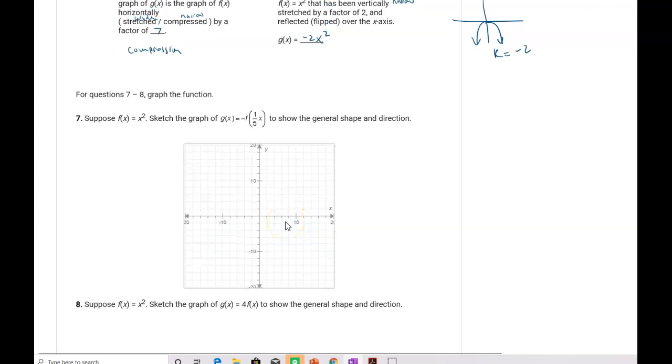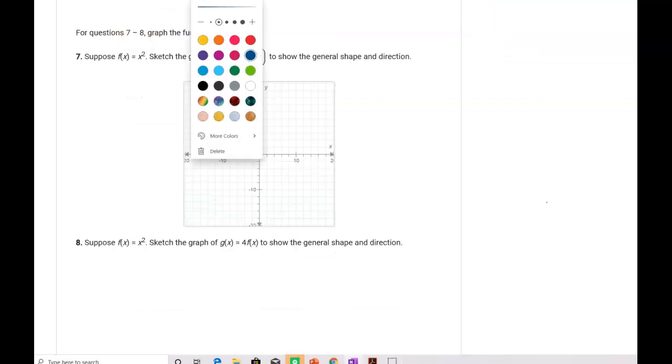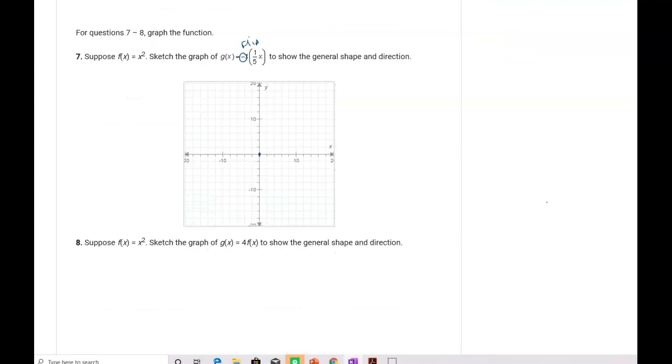So, right away here, it says, suppose f of x equals x squared. Sketch a graph of negative f of 1/5 x to show the real shape and direction. Since this is negative, we know it's going to flip, right? So since you know this is negative, you know it's going to open down and it's going to get wider, right? So when I look here, this will get wider like this. Okay?